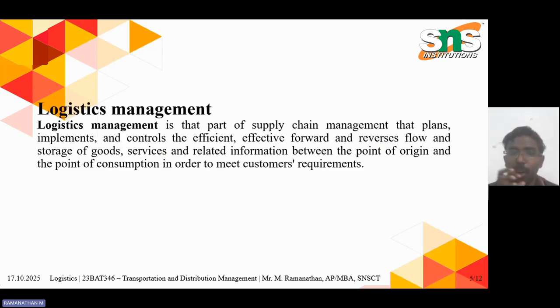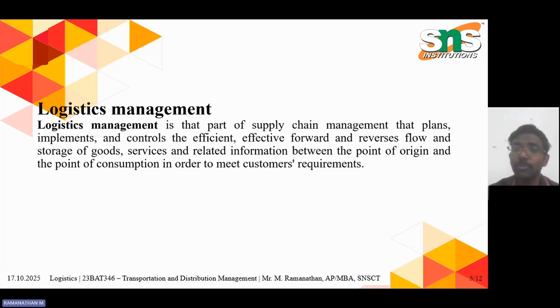Logistics is a part of supply chain management that plans, implements and controls the effective and efficient forward and reverse flow of goods and services. Forward means from supplier to end customer. Reverse means from end customer to the supplier or manufacturer. That's a reverse flow. So logistics is a part of the supply chain, and it can be in either direction, forward flow or reverse flow, but it has to be done effectively and efficiently. That's what we call logistics. Logistics is a kind of transportation.